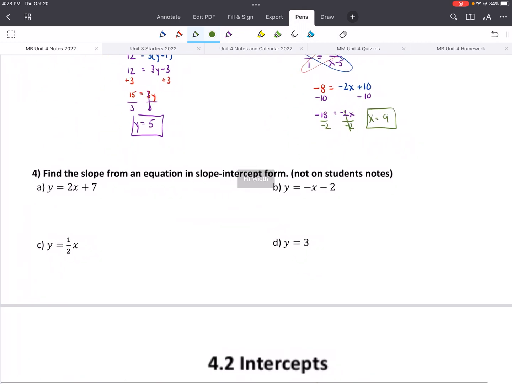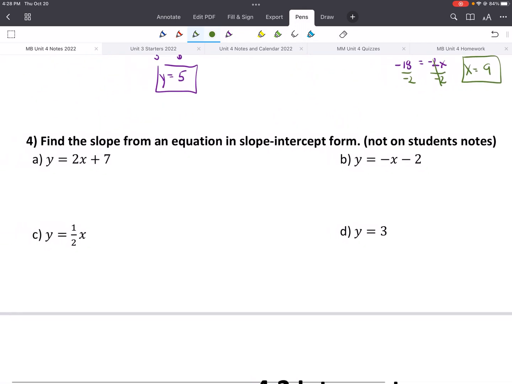All right, last thing, number 4, you do not have this on your notes. So I would maybe pause and write these down. I think that would be a good idea. Either that or you have it on your homework. They're different problems, but you could write notes on that if you needed to, okay?